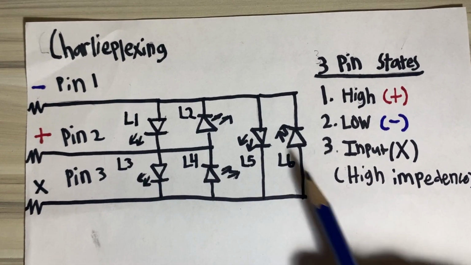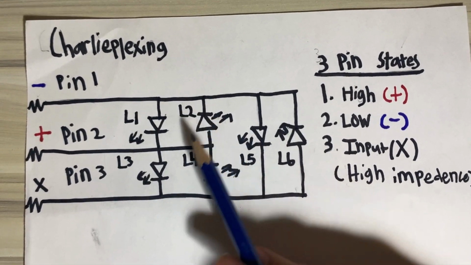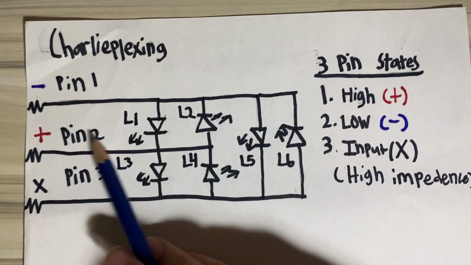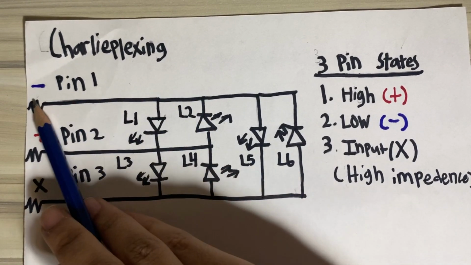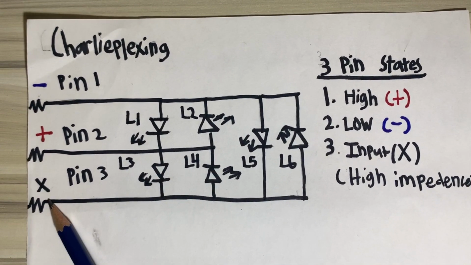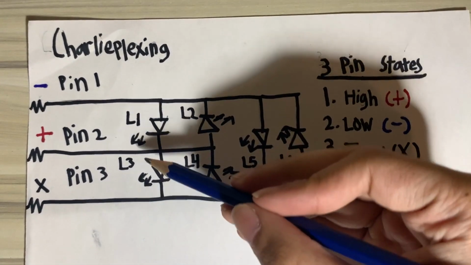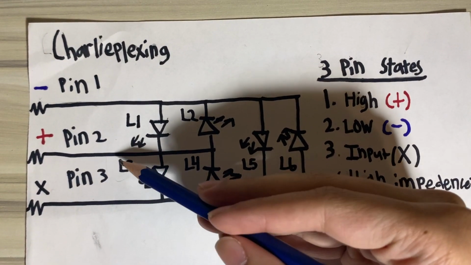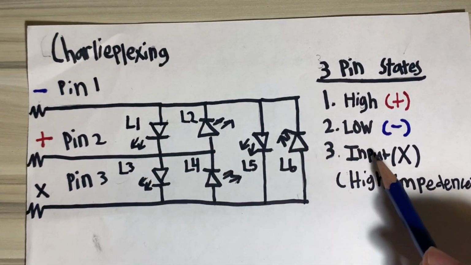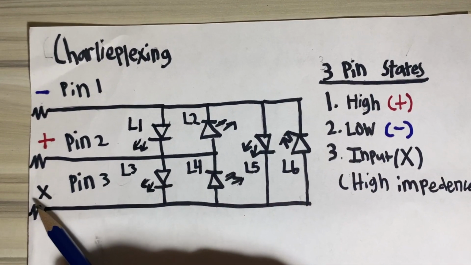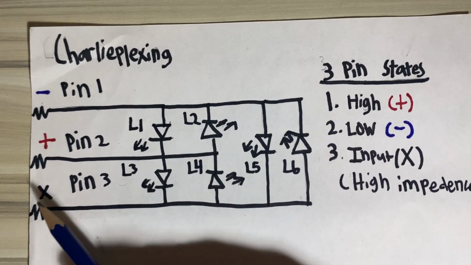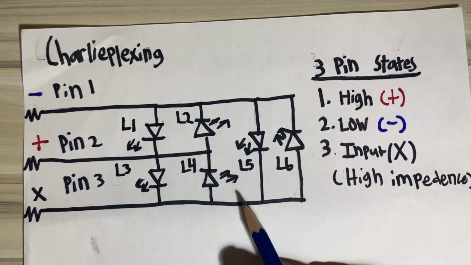Suppose we wanted to make this LED L2 high. First, we would make pin 2 high and pin 1 ground. So current would flow in this direction, go here, and then go to ground. However, if pin 3 was also ground, then we would notice that the L3 LED would turn on as well. So to avoid this issue, we add our input state, which will set this pin 3 as a high impedance state, preventing other LEDs from turning on.